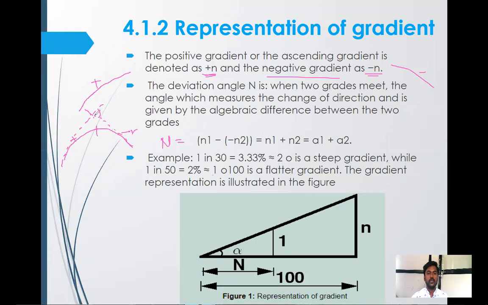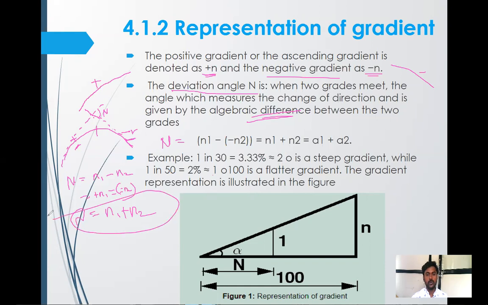This angle is taken as capital N, and this angle is called the deviation angle. Simply, this angle deviation is taken as the algebraic difference, that is N1 minus N2. What is N1? This is plus. What is N2? It is negative, a descending gradient, minus N2. So finally it will become N1 minus minus, which becomes plus N2, this way.